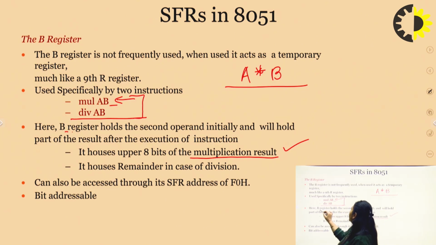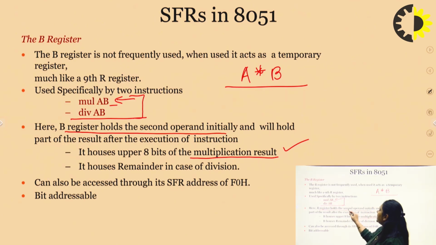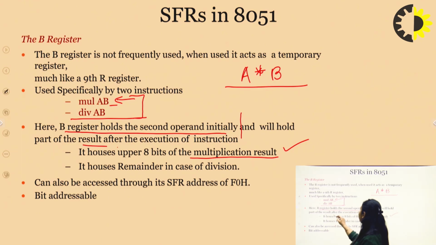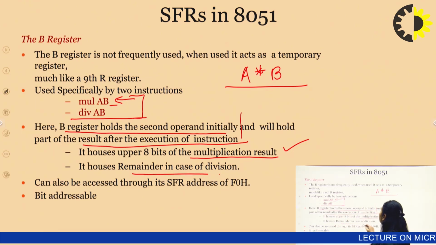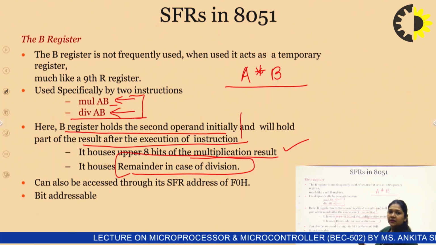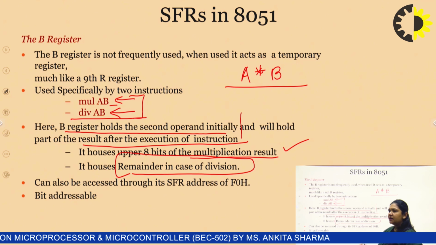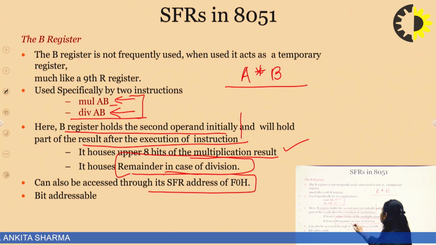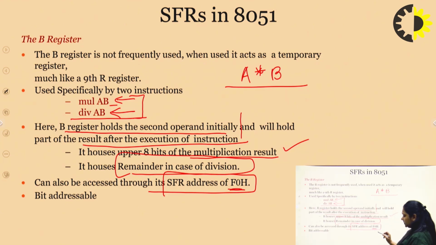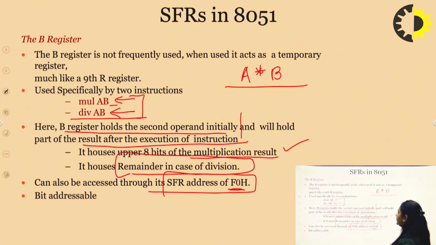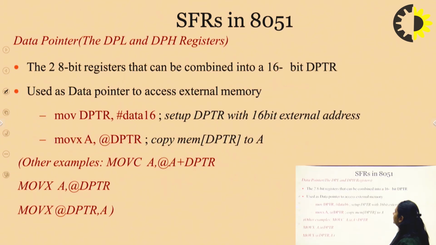And if I talk about what B is doing, B holds the second operand initially, which will hold part of the result after the execution, and it will also store the remainder in case of division. We can also access it from the SFR by address F0. We can see it from here also, F0, the B register's hexadecimal address. This is also a bit addressable register.